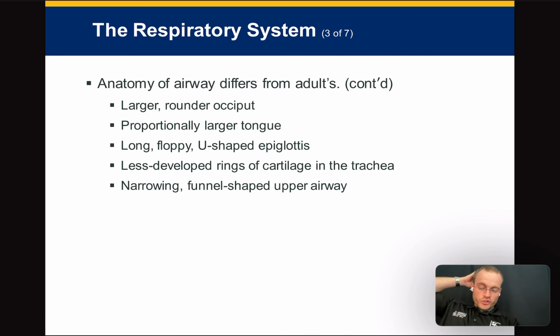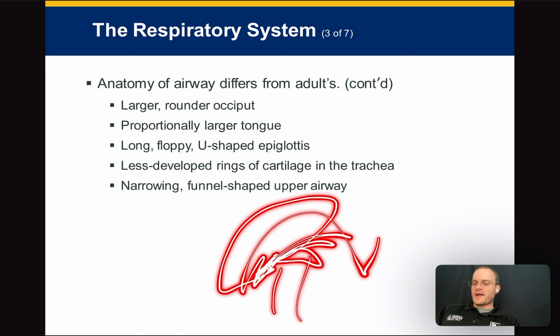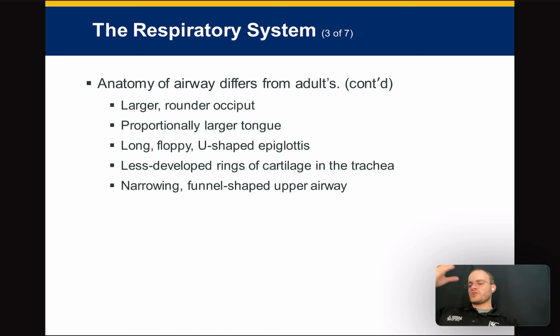They're going to have a larger, rounder occiput, the back of the head. The reason I'm telling you that is that it's so big, they can end up hyperextending their neck and kinking that airway. Proportionally, they'll have really big floppy tongues, and the epiglottis, remember, is this little flap that covers the trachea when you swallow. It'll flap down and cover it like this. That's usually a lot bigger. The cartilage rings are not as developed, so they're not as stiff in the airway. This is what makes it kind of floppy.